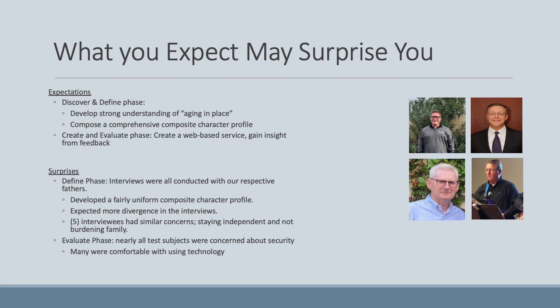Even though we expected to develop a strong composite character profile, our interviews tended to draw out similar characters, our fathers. Because of this, our character profiles were fairly uniform. This was not an expected outcome. We originally thought that we would have likely 5 unique character profiles from which we could develop our composite character profile. But surprisingly, most of our experiences with our fathers during the interview process drew out very similar concerns about the age in place process.